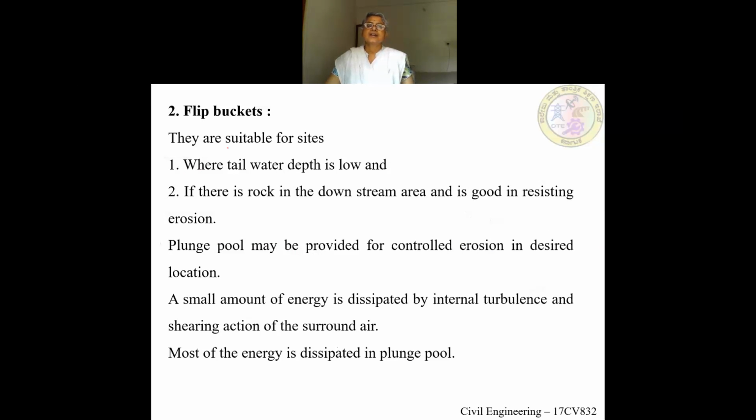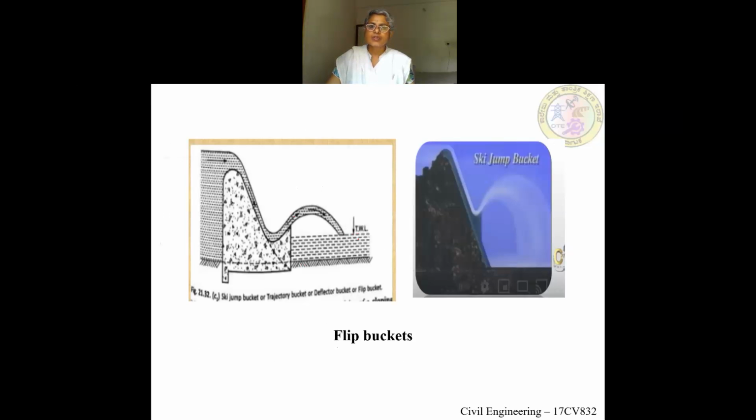Flip buckets are suitable when the tailwater depth is low. I'll show you in the diagram. See here, this is the tailwater, and the tailwater depth is low somewhere here. So here the bucket is provided. A bucket shaped curve is provided here, and this will flip the water and cause a hydraulic jump like this. This is called a flip bucket. It will flip the water and then cause a jump, and it will fall into the pool on this side where there is the tailwater. When the tailwater level is low, then we provide what is called a flip bucket.